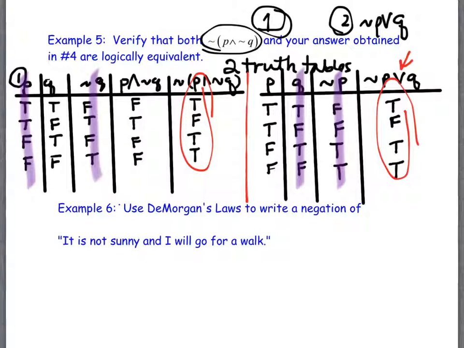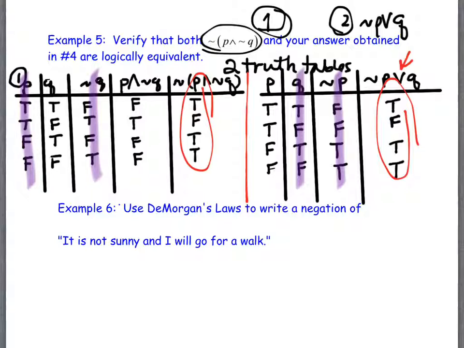All right, so let's do a real life example of the way De Morgan's laws actually work, and you're going to be like, oh yeah, I do that all the time. That makes sense. I get it. All right, so here's an example. It is not sunny, and I will go for a walk. We could say that today, couldn't we? Is anyone going to go for a walk today? No, I'm not either, but we could say that.